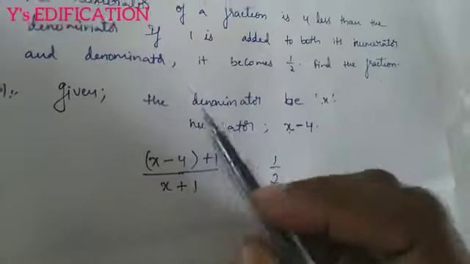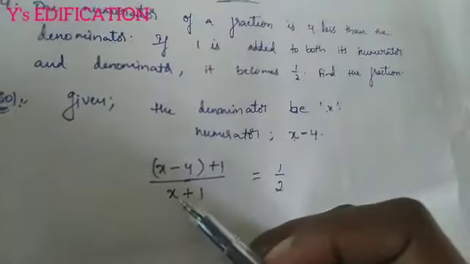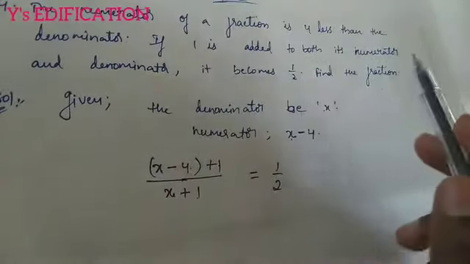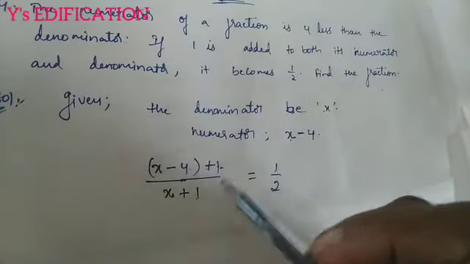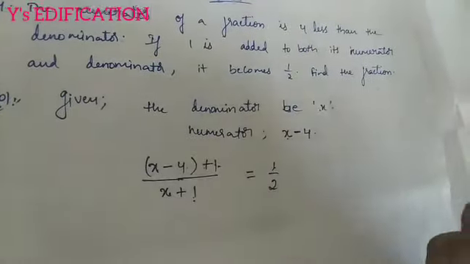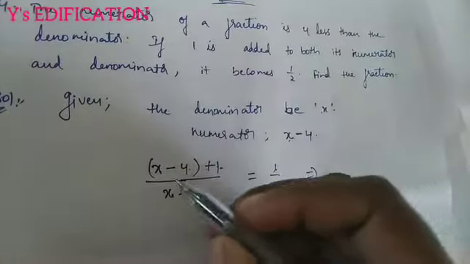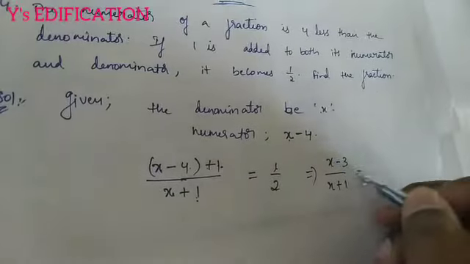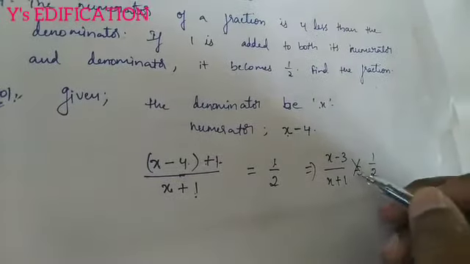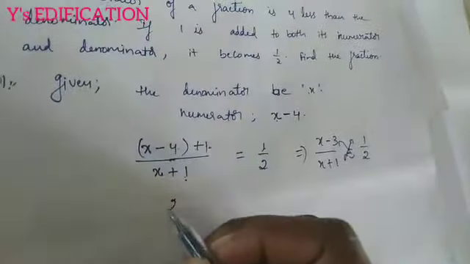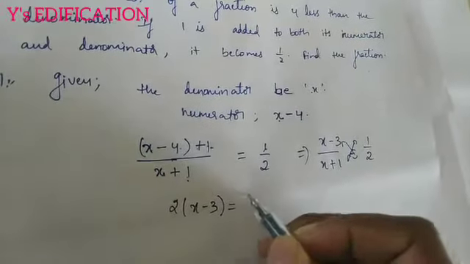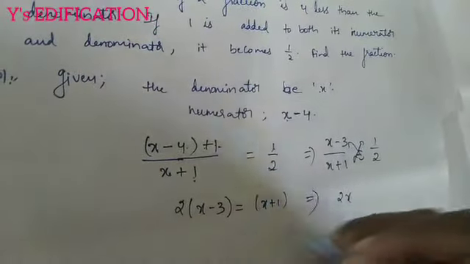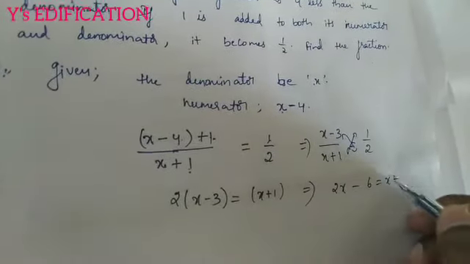The numerator is 4 less than the denominator. The denominator is x, so the numerator is x minus 4. If 1 is added to both numerator and denominator, it becomes 1 by 2. So what is x minus 4 plus 1? x minus 3 by x plus 1 is equal to 1 by 2. Do the cross multiplication. 2 into x minus 3 is equal to x plus 1. So 2x minus 6 is equal to x plus 1.